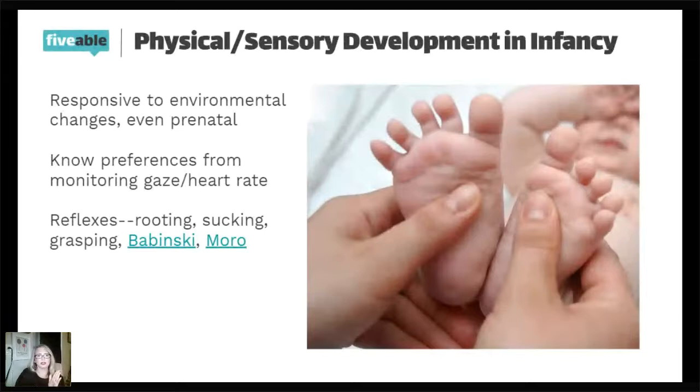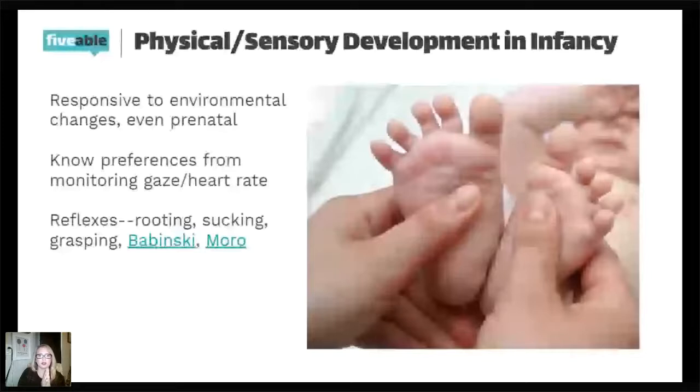Basically, the Moro reflex is that you take your finger or some other blunt object and rub it up against the infant's foot and it spreads its toes. Some of these reflexes, we don't really know what evolutionary purpose they serve. But obviously, rooting, sucking, and grasping, we can understand that.